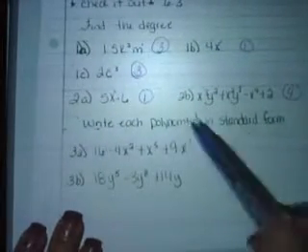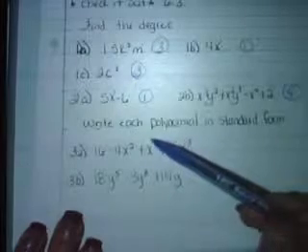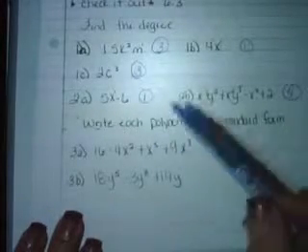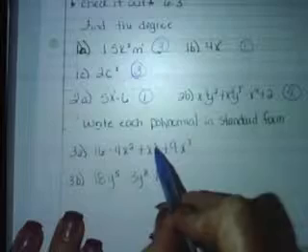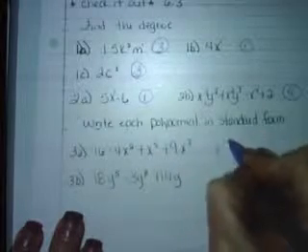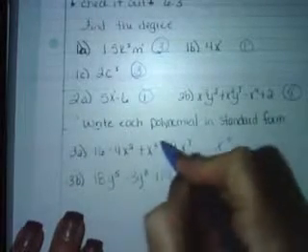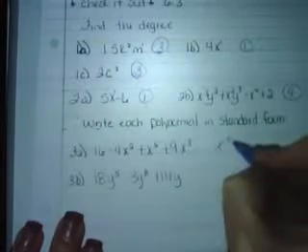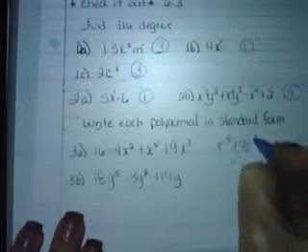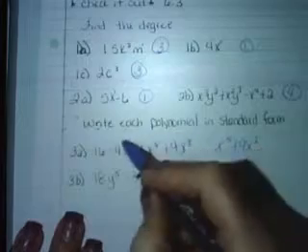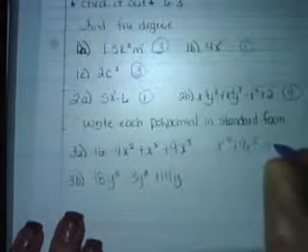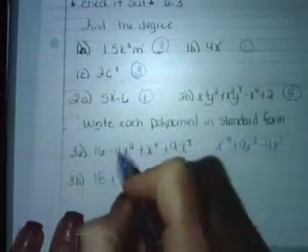Okay, write each polynomial in standard form. Standard form means you're going to get the exponents from greatest to least. So my highest exponent is x to the 5th, so I'm going to begin with x to the 5th. Then I'm going to have plus 9x cubed. And then I'll have minus 4x squared. And then that leaves me with plus 16.